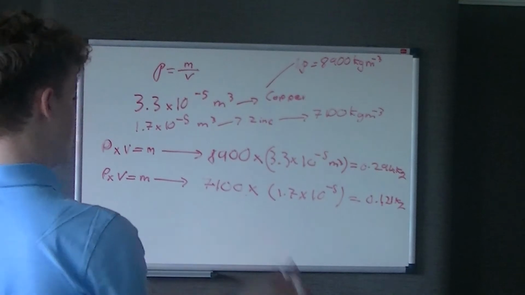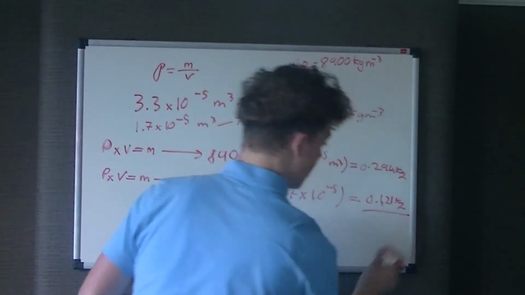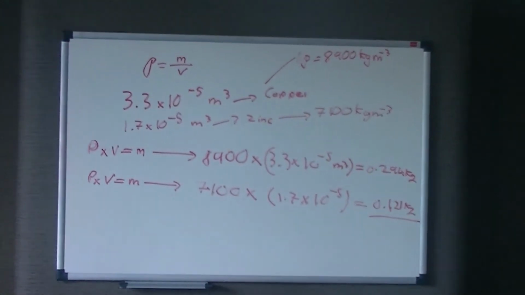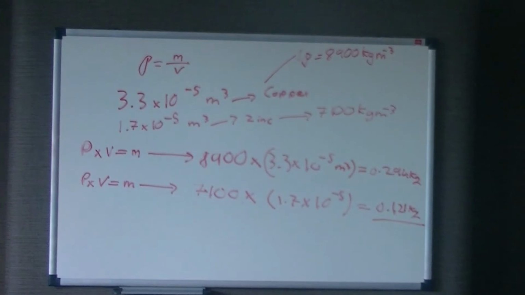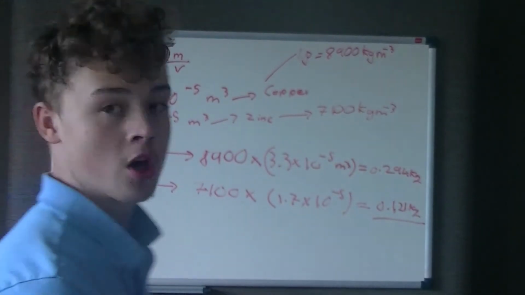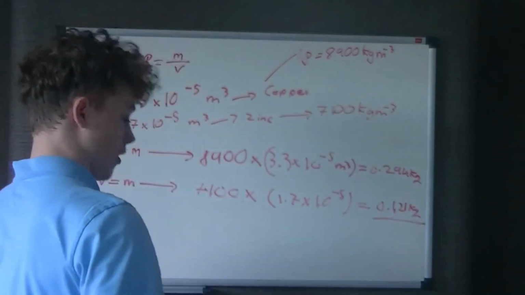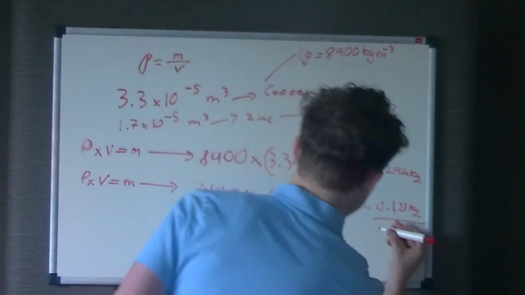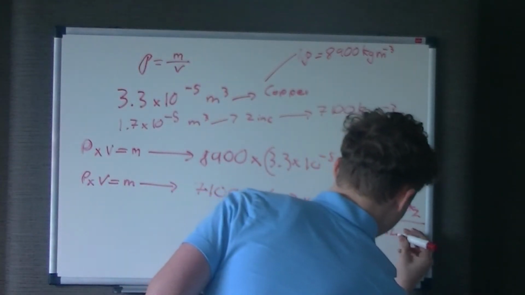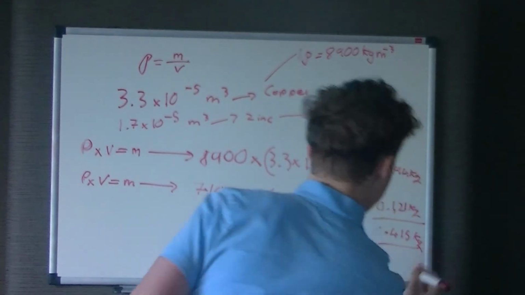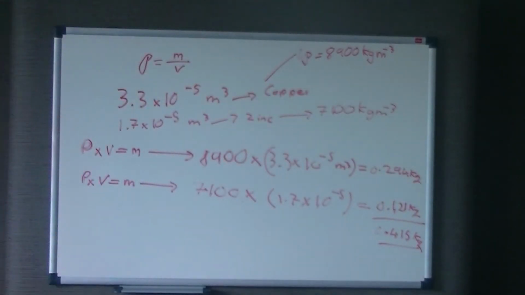Now the total mass is you add those two together. Sorry, I'm just seeing if you can see that the pen's going a little bit. Yeah, you'll be alright. So the total mass is 0.294 kilograms plus 0.121 kilograms, which gets you a total mass of 0.415 kilograms. And that is your total mass.